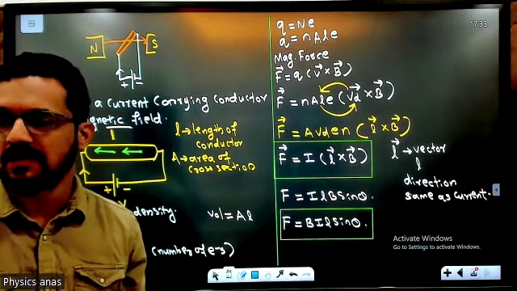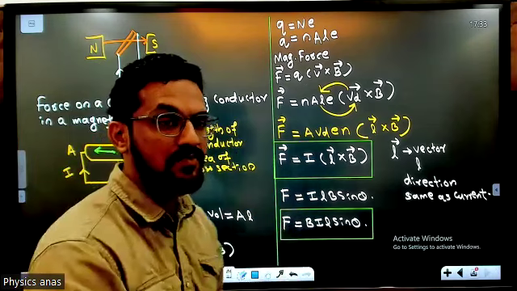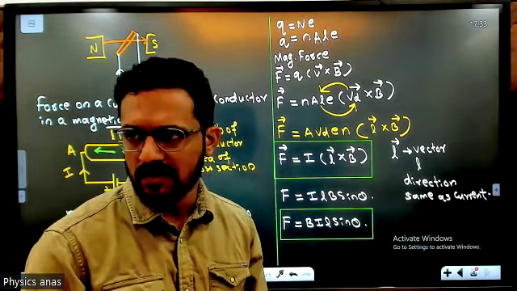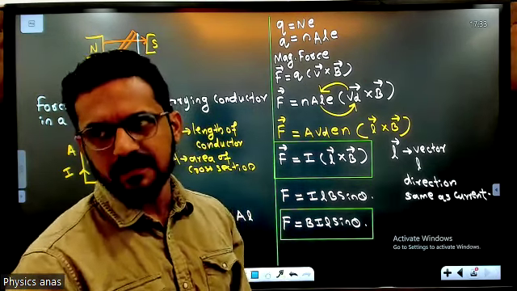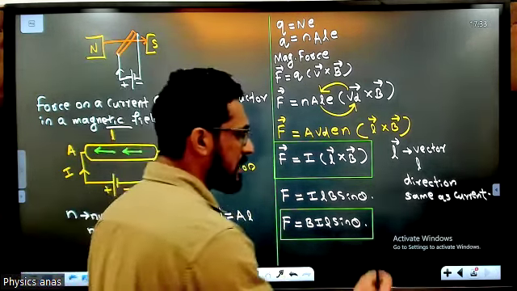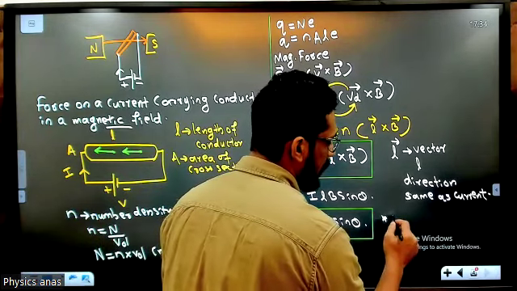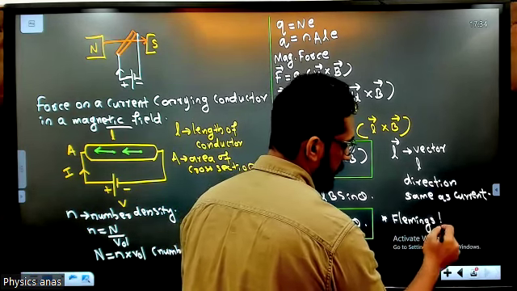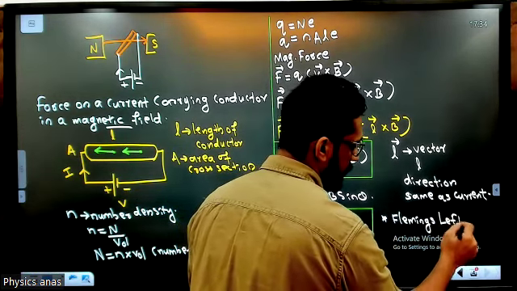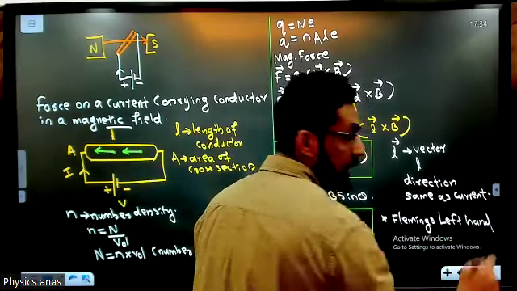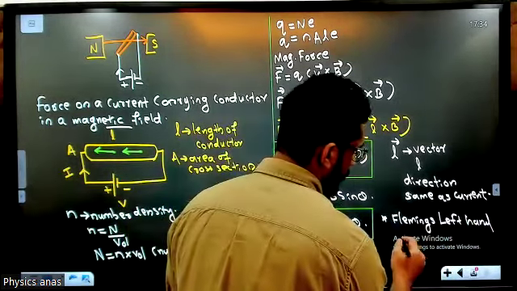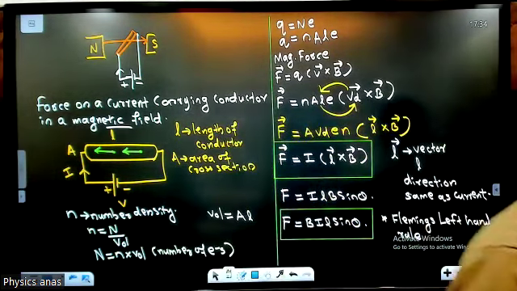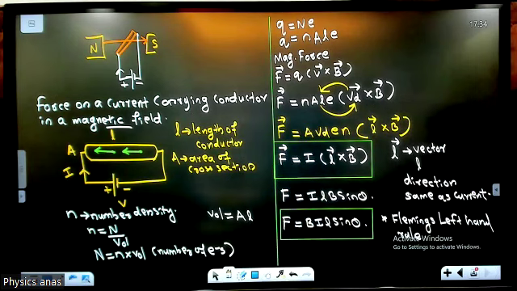How will you find the direction of the magnetic force? From which rule? Fleming's left hand rule. You can use Fleming's left hand rule to find the direction if theta is 90 degrees. If theta is not 90 degrees, you can use the right hand rule. Did you understand this one?